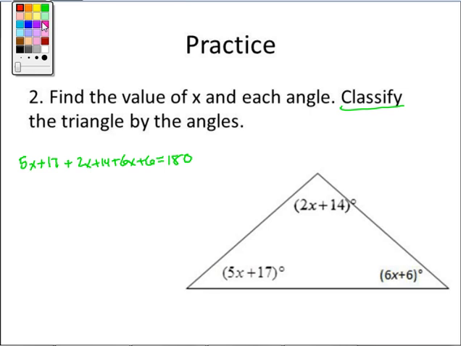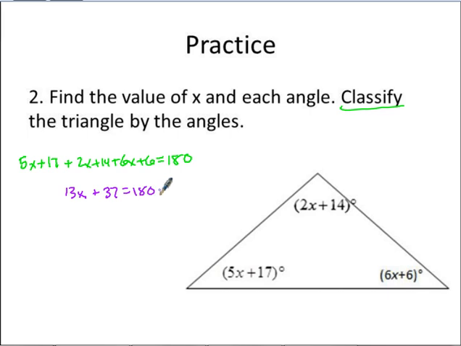All right, so you've unpaused. Hopefully you have an answer. We'll see what I get. 5x plus 2x plus 6x is 13x. 17 plus 14 plus 6 is 37. And that equals 180. I'm going to subtract 37 from both sides. I'm going to get 13x equals 143. So x equals 11.